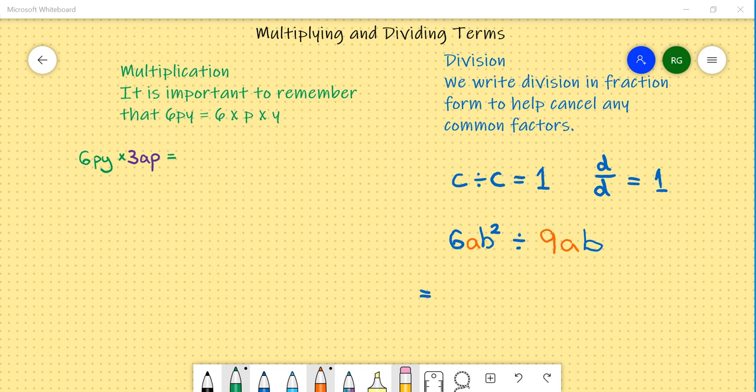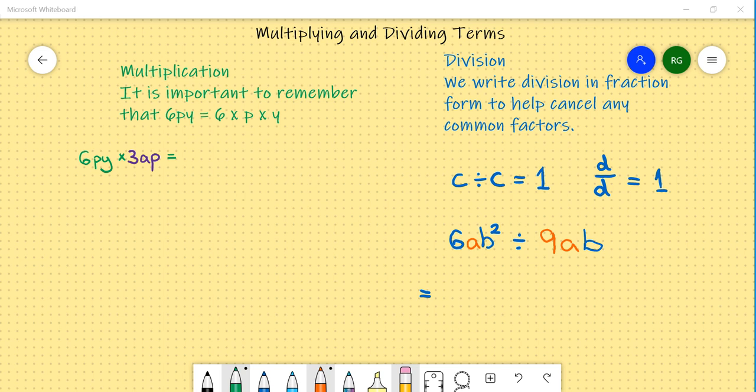That when we write 6py, that in fact means 6 multiplied by p multiplied by y. It is also worth remembering that that also can mean 6yp, as in multiplication it doesn't matter which way round you multiply the numbers or the letters. I have an example on the left-hand side, which is 6py multiplied by 3ap.